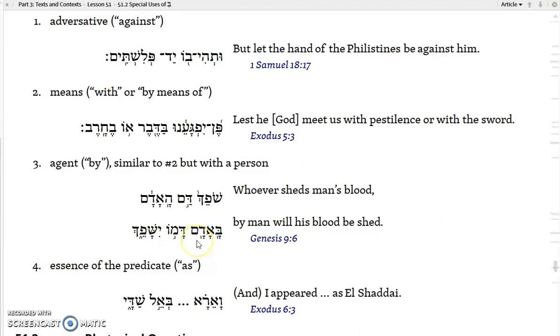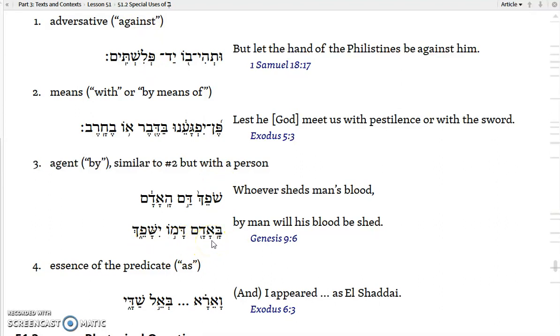And Ross takes this as the agency of who will do the shedding of blood. Now, this verse actually is debated to some degree, and while I think this is the most obvious meaning of bet here, there are other options. You could take it as adversative, for example. The one shedding the blood of a man, against that man, his blood will be shed.